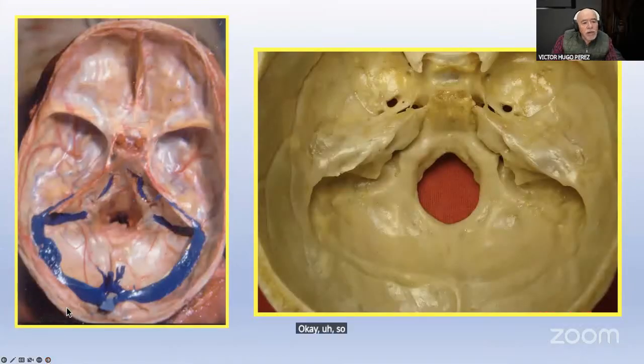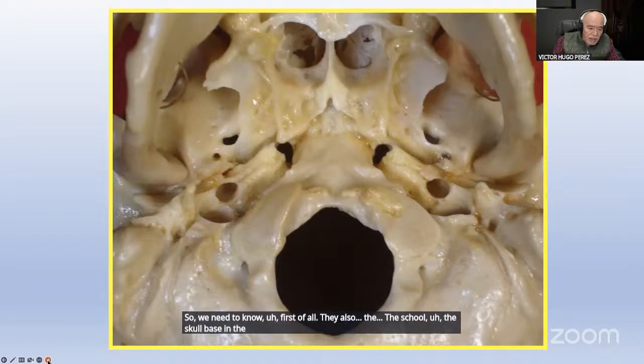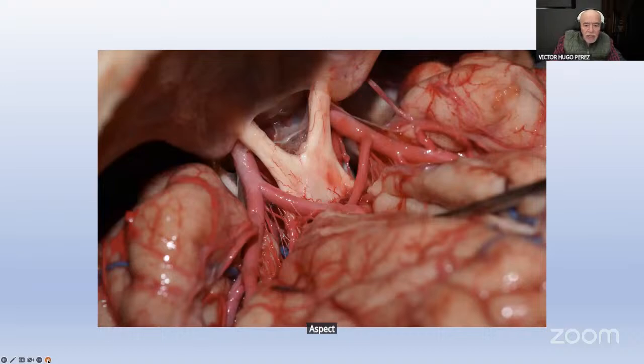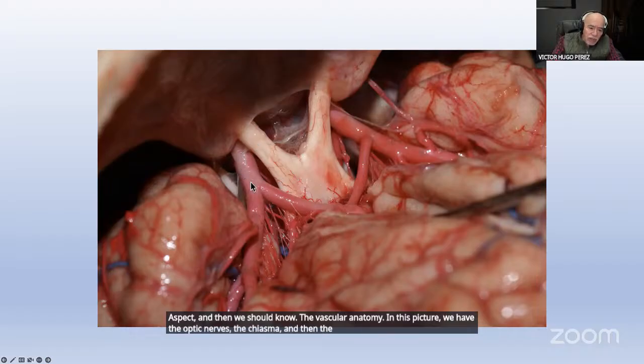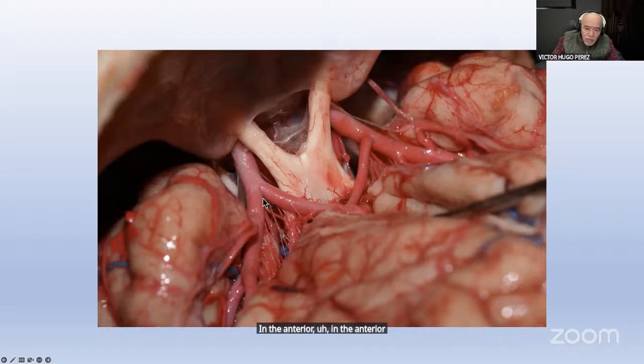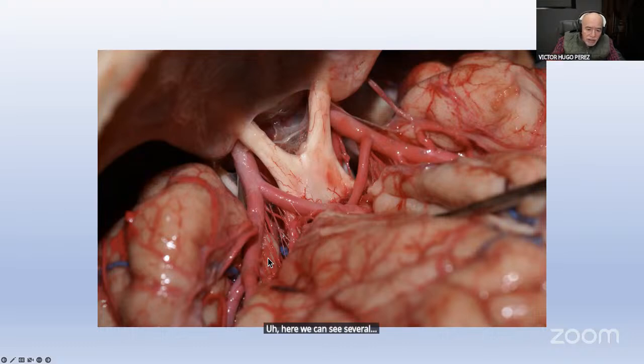So when we have lesions in the skull base, we need to know first of all the skull base in the inner and in the outer aspect. And then we should know the vascular anatomy. In this picture, we have the optic nerves, the chiasma, and then the supraclinoid carotid artery that is divided into the anterior cerebral artery and the middle cerebral artery. And here we can see several thin arteries arising from the first segment of the middle cerebral artery. They are known as lenticulostriate arteries.